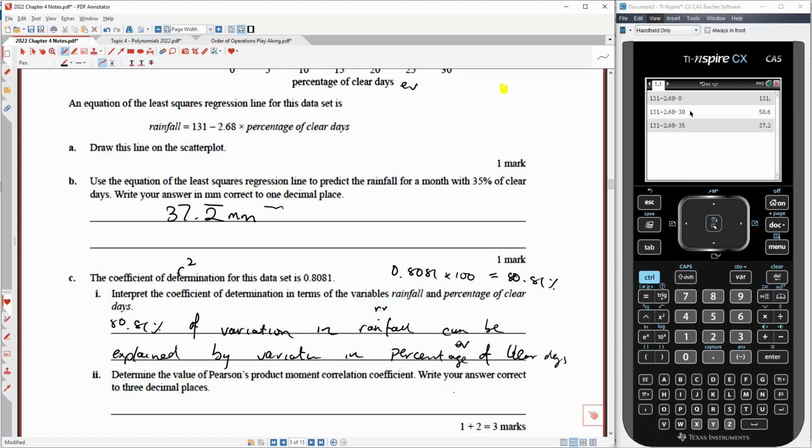All right, and the final question is determine the value of Pearson's product moment correlation coefficient. So this is Pearson's value, or they're asking us for the R value. So remember, we've been given the R squared value. So what we're going to do is square root the R squared value to get the R value. So the square root of 0.8081 gives us the answer 0.898899, or 0.899 to 3 decimal places.